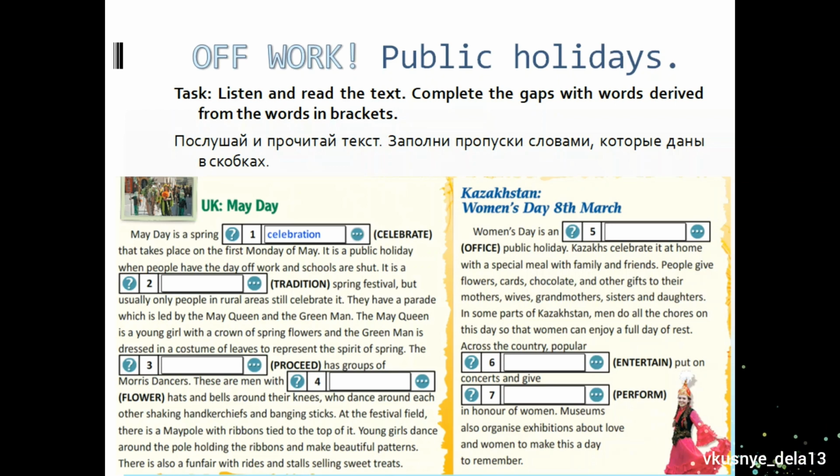Kazakhstan. Women's Day, the 8th of March. Women's Day is an official public holiday. Kazakhs celebrate it at home with a special meal with family and friends. People give flowers, cards, chocolate, and other gifts to their mothers, wives, grandmothers, sisters, and daughters. In some parts of Kazakhstan, men do all the chores on this day so that women can enjoy a full day of rest. Across the country, popular entertainers put on concerts and give performances in honor of women. Museums also organize exhibitions about love and women to make this a day to remember.